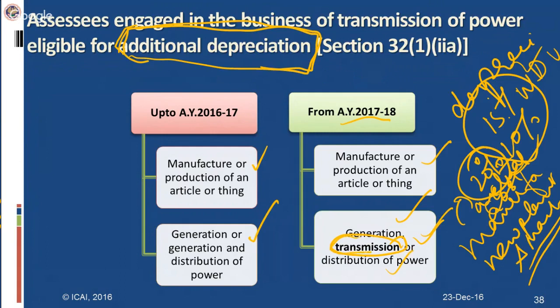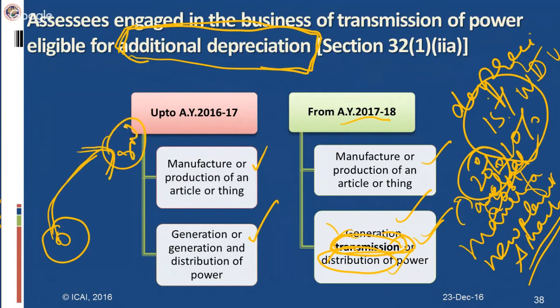Now, what is the difference between transmission and distribution? It seems to be the same. Transmission is actually from the power plant. What power is generated by the power turbines in the power plant, when it reaches the substations in high voltage electric lines, that is the process of transmission.